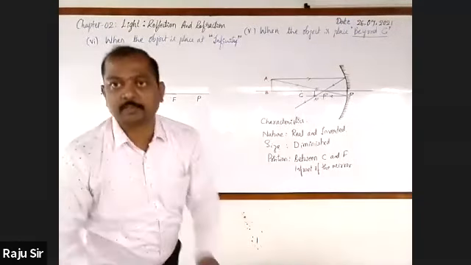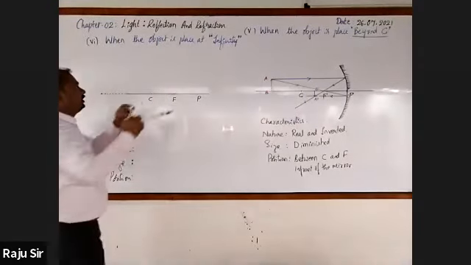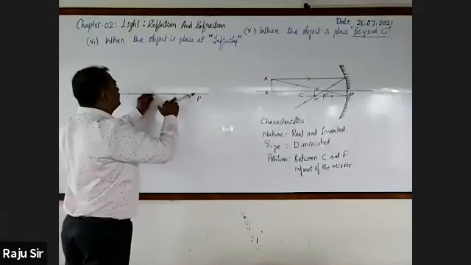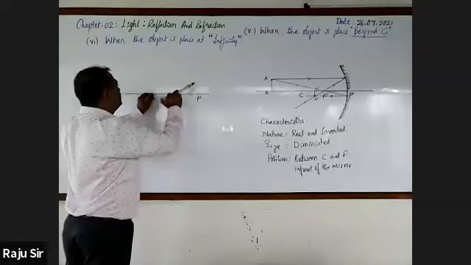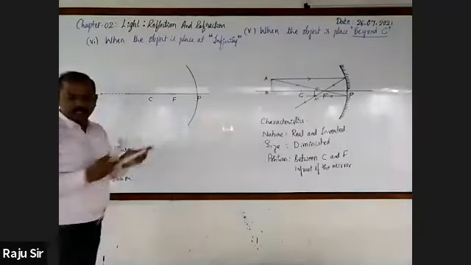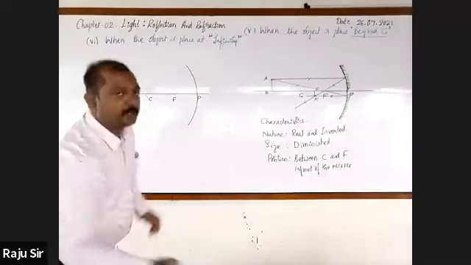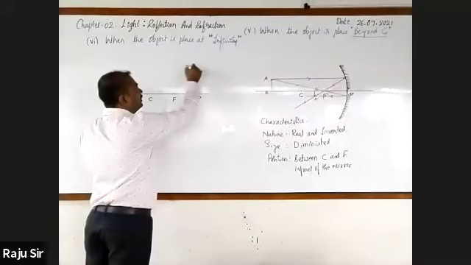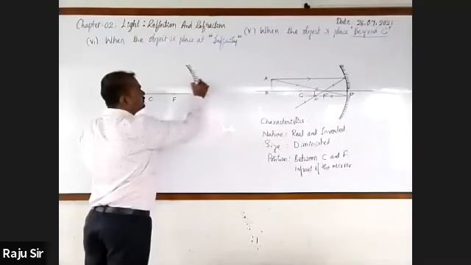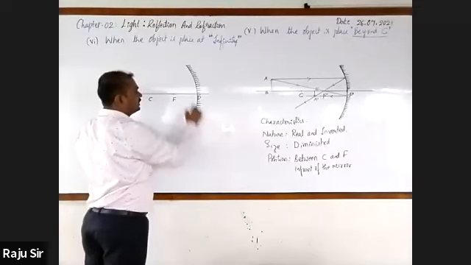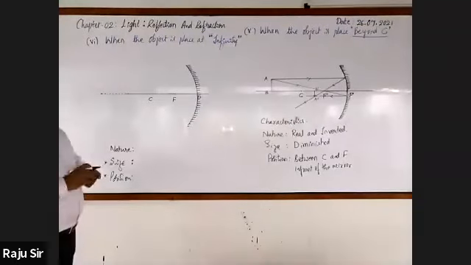Then take either a protractor or compasses. If you are taking the compasses, with C as center and CP as radius, draw an arc which represents the reflecting surface of the mirror. As it is concave, the non-reflecting surface is bulged outward. It can be shown like this. That is, the reflecting surface is bulged inward.